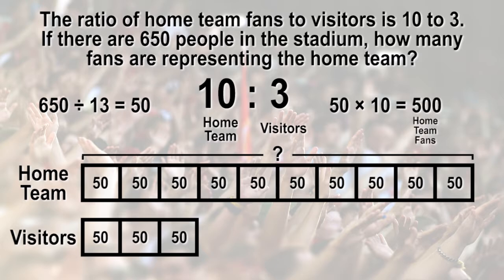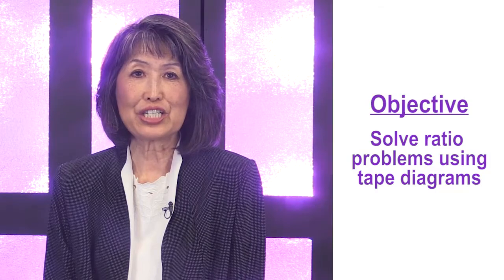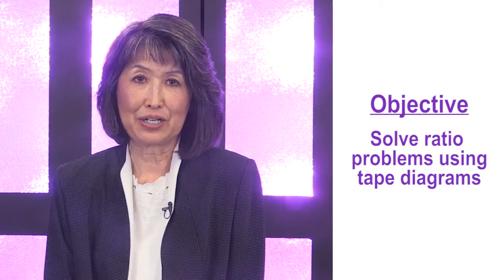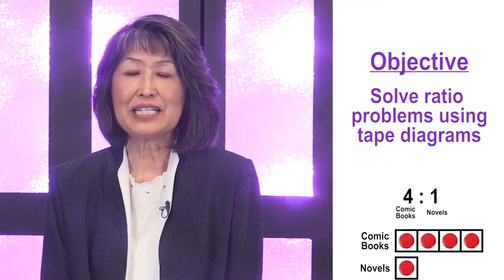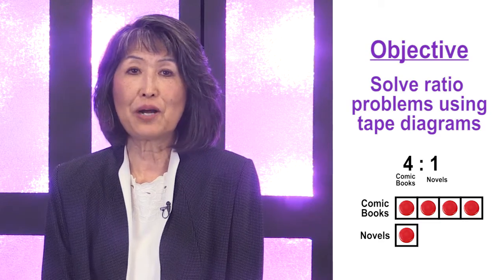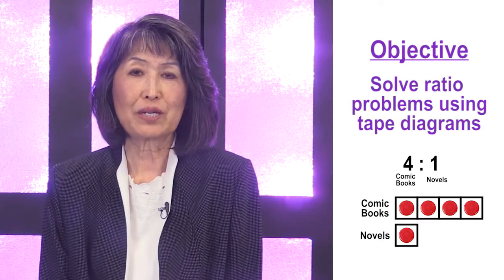Students continue to set up tape diagrams for a number of problems to practice. They set up situations using boxes to represent the units and solve problems involving comparisons of ratios. The objective of this lesson was to solve ratio problems using tape diagrams. We met this objective using tape diagram models to show part-to-part and part-to-whole comparisons.